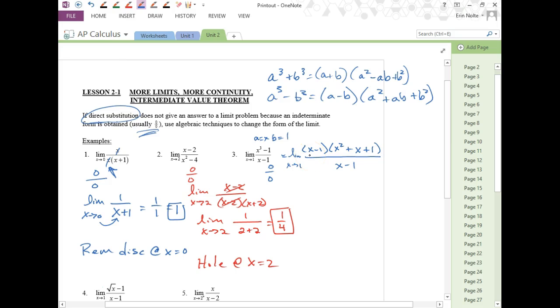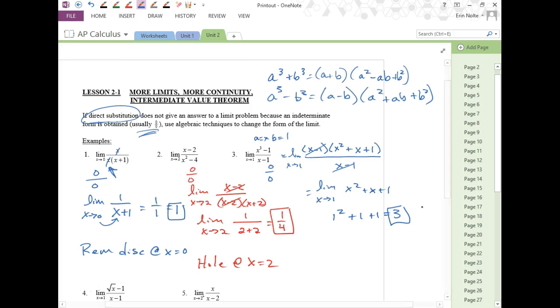Okay, so what do you notice? Okay, the x minus 1's cancel, so now we can do the limit as x approaches 1 of x squared plus 1 x plus 1. So now we would just plug 1 in. So 1 squared plus 1 is 3. Okay, so the limit for that question is 3.